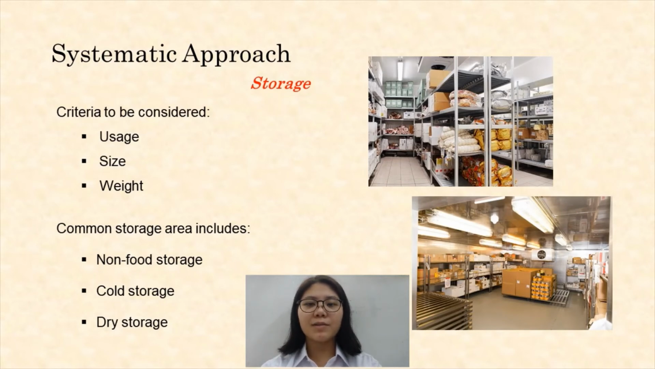And I will be continuing to the systematic approach about storage. The criteria to be considered are the usage, size, and weight. And then the common storage areas include non-food storage, cold storage, and dry storage.